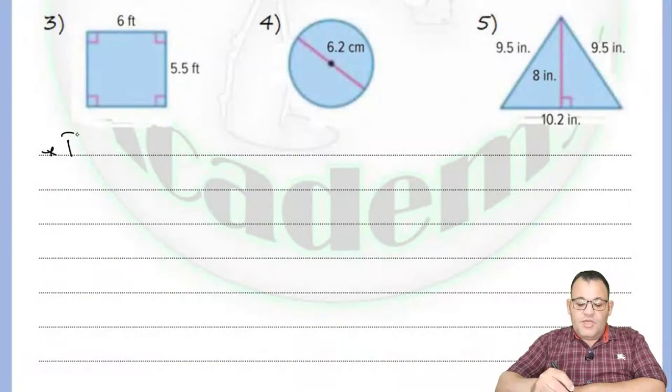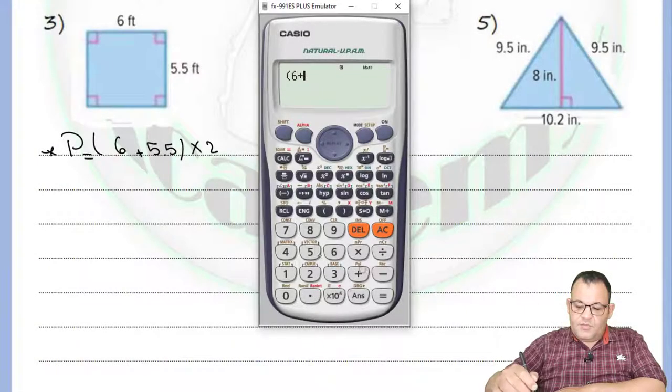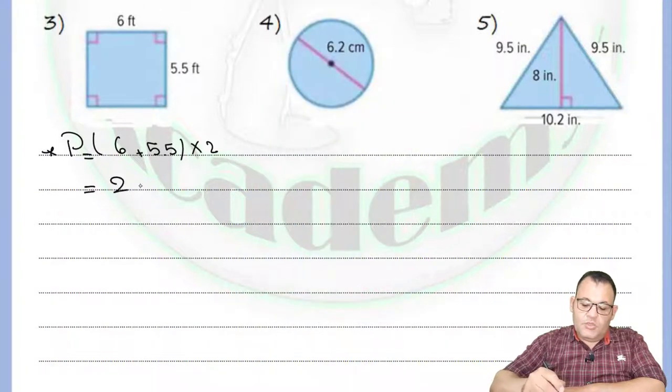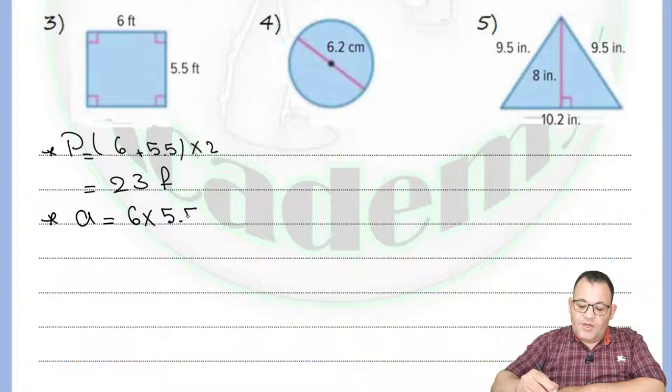Find the perimeter. The shape that we have is a rectangle. So the perimeter will be 6 plus 5.5, all multiplied by 2. Length plus width times 2. So we have 6 plus 5.5 multiplied by 2. The answer now will be 23, so it will be 23 feet. To find the area, it will be 6 times 5.5. So the answer is 33 squared feet.